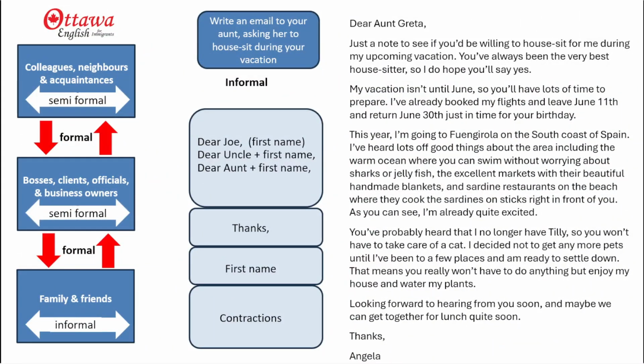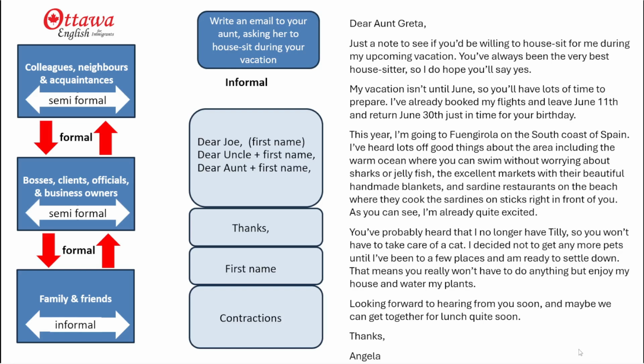And finally, in this email, where we're writing to our aunt, I know that I'm in the family and friends box, and therefore my communication will be informal. So I'm only going to use the first name, Dear Joe, or if I want, I can do Dear Uncle Joe or Dear Aunt Joanne. Here I've used Dear Aunt Greta. It's a little bit respectful because the person's older than I am. I sign off, thanks, comma, and then I just write my first name.